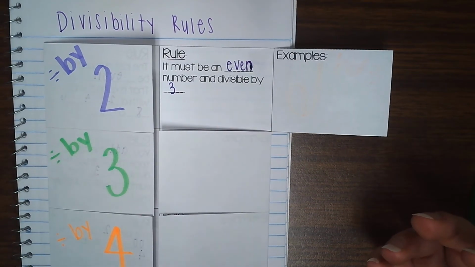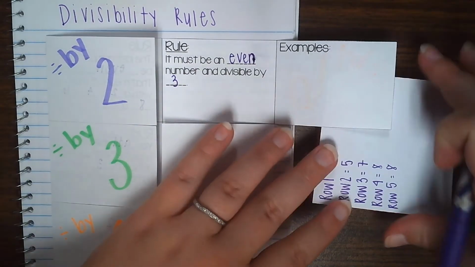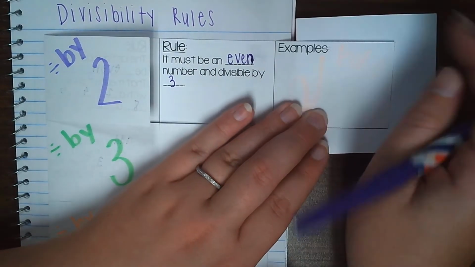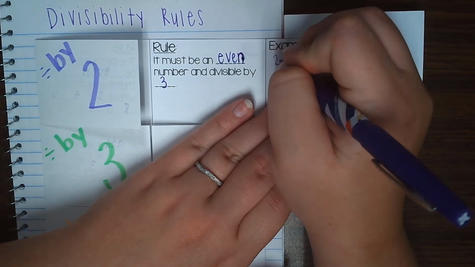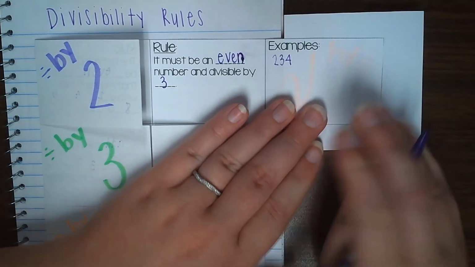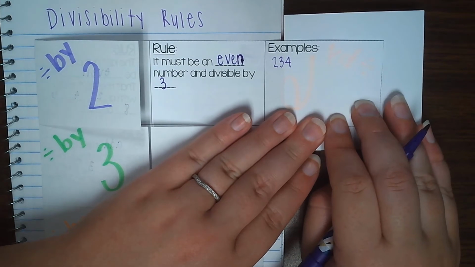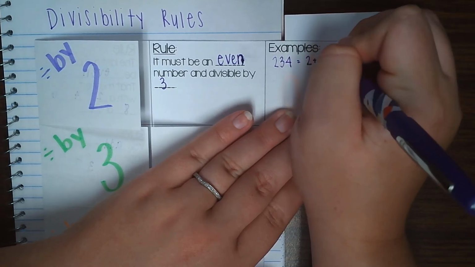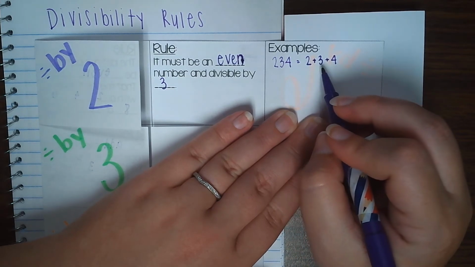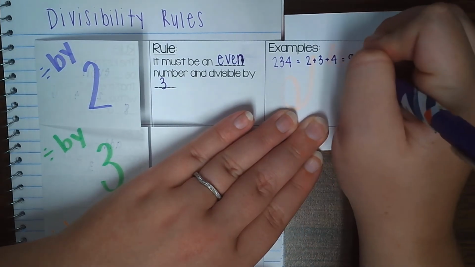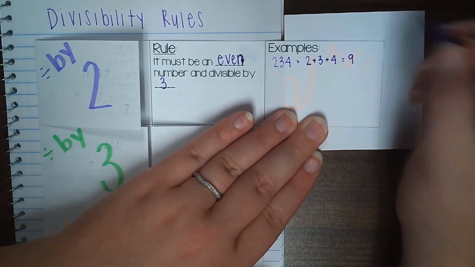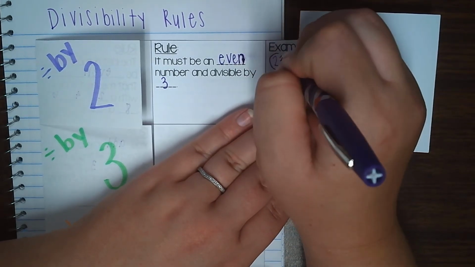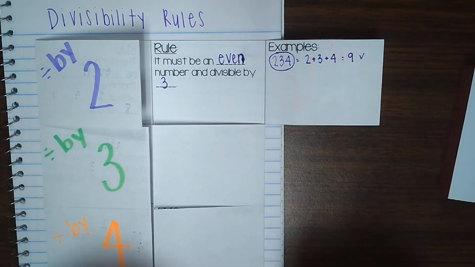So some examples would be, I'm going to put this under here for stability when I'm writing. 234. Is 234 even? Yes. Well, what happens when I take 2 plus 3 plus 4? 2 plus 3 is 5. 5 plus 4 equals 9. Is 9 divisible by 3? Yes. So this whole number, 234, is divisible by 6.